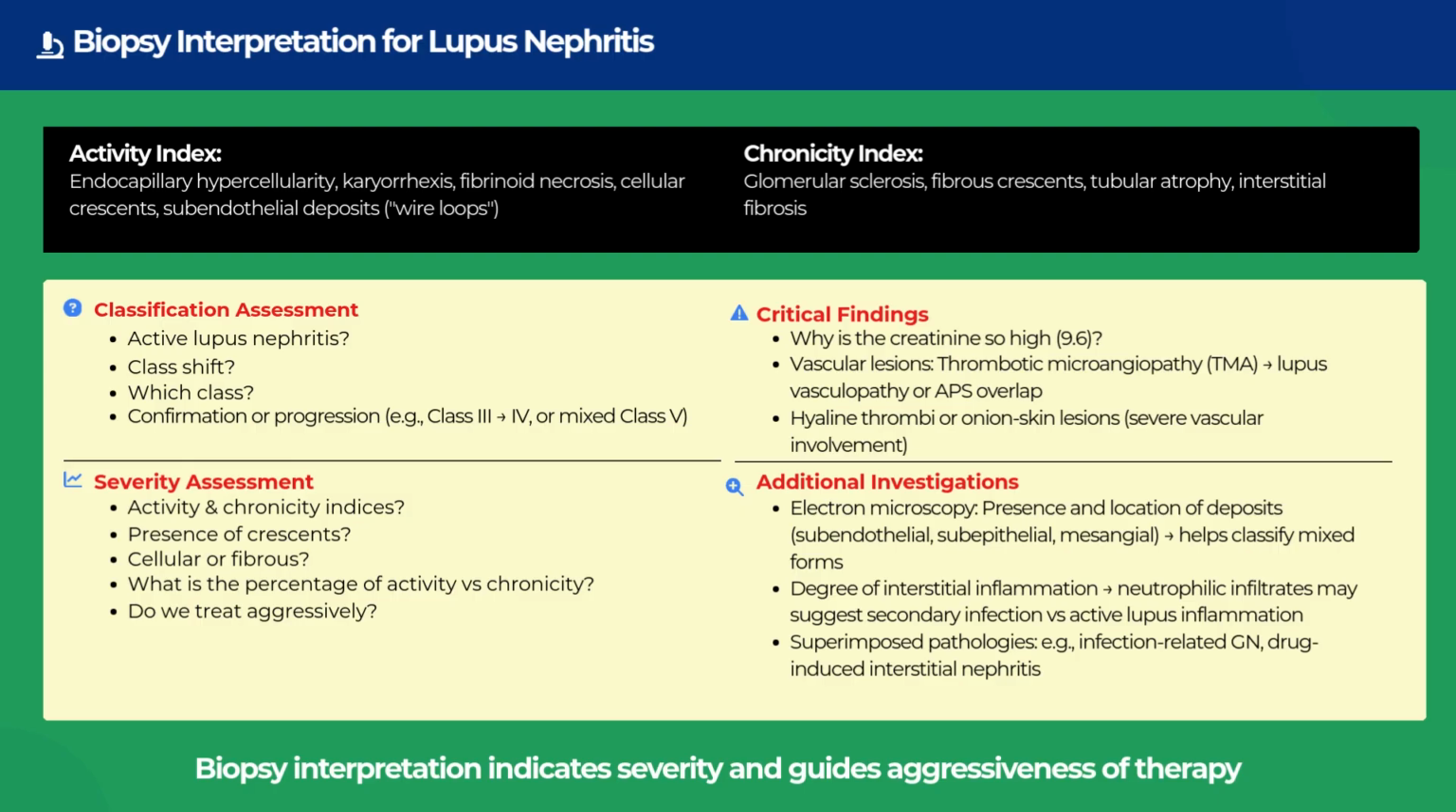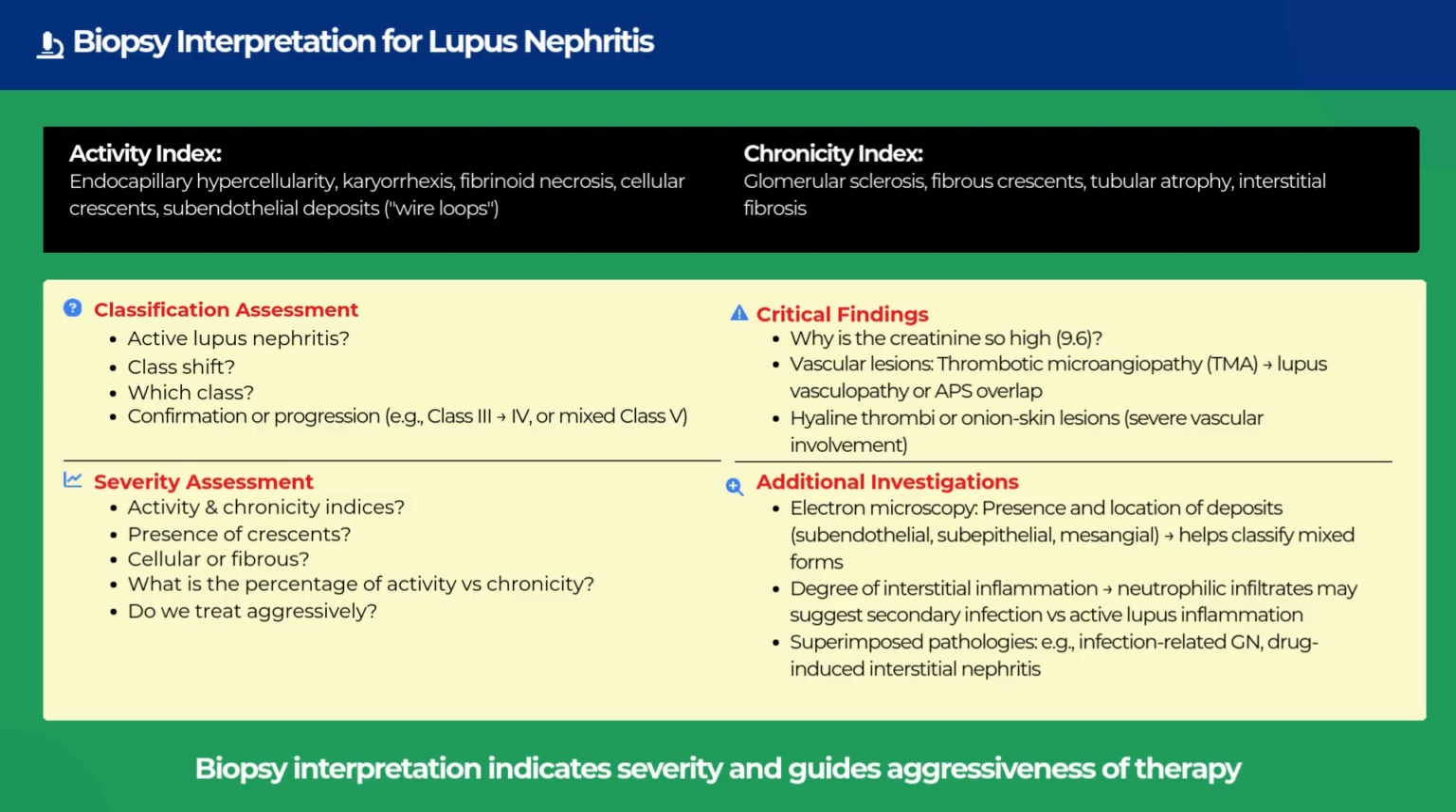Are there any hyaline thrombi or onion-skin lesions, which indicate severe vascular involvement? Additional investigation: EM, presence and location of deposits, subendothelial, subepithelial, mesangial, will help to classify mixed forms. And the degree of interstitial inflammation. Do neutrophilic infiltrates suggest secondary infection versus active lupus inflammation? Are there any superimposed pathologies, like infection-related GN or drug-induced interstitial nephritis?